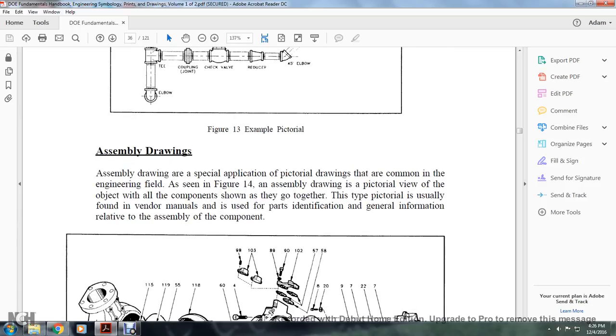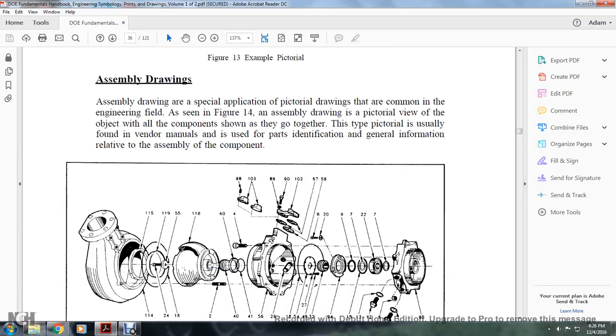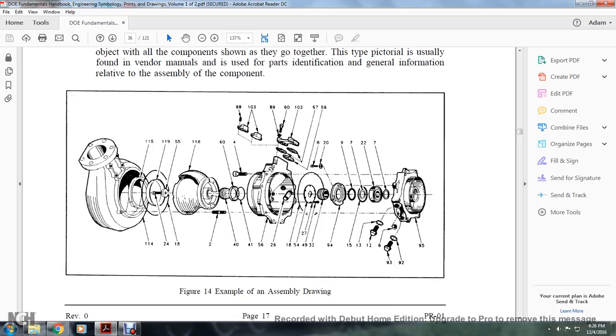The assembly drawing is a special application of the pictorial drawing, commonly used in engineering, shown in Figure 14. An assembly drawing is a pictorial view of the components shown as they go together. It is typically found in vendor manuals and used for parts identification and general information. This is an assembly drawing of what looks to be a valve.